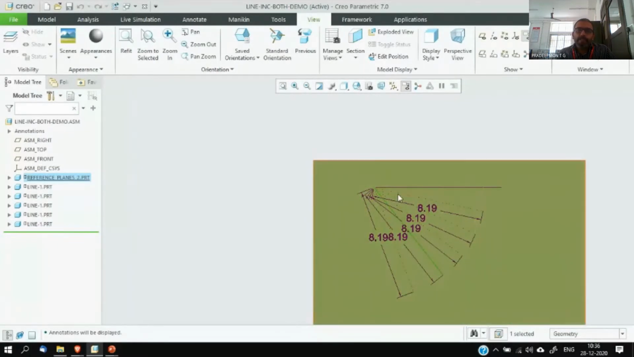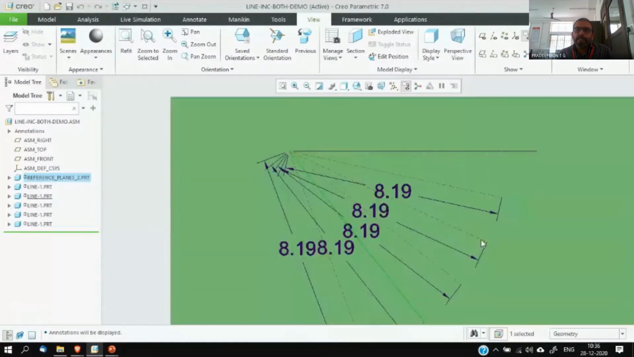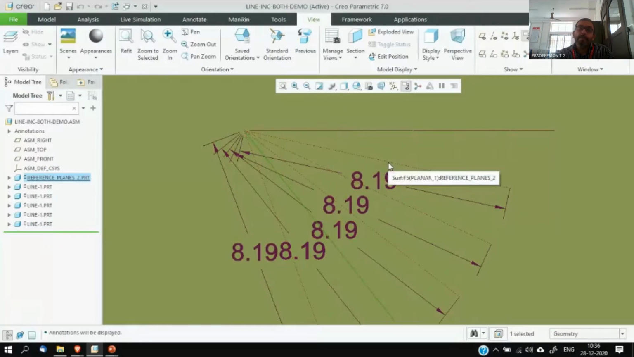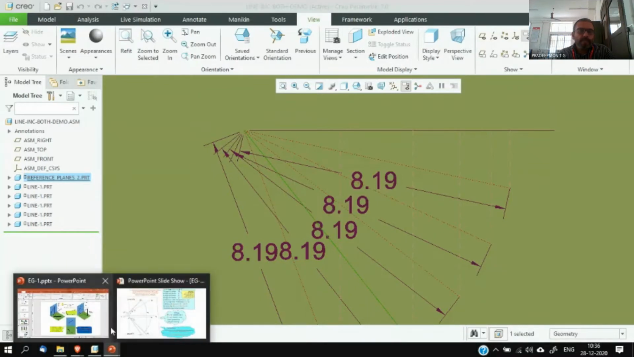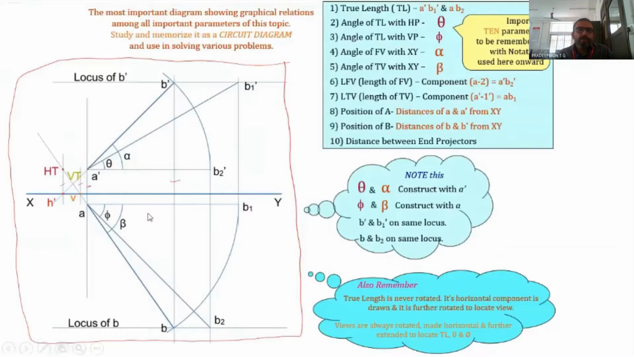As the inclination with the VP changes, this first line is the line with the 10 degree inclination with the VP. This is the line with the 20 degree inclination with the VP. This is the third line with the 30 degree inclination with the VP. And these two figures are similar to this figure here.